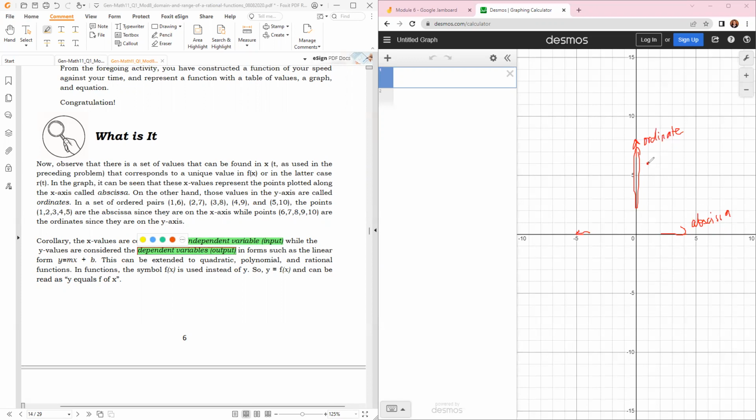So 6 7 8 9 10. That is its form in a set of ordered pairs. So here, 6, 7, 8, 9, 10 will stay. So you know, it's very direct. It's very clear.